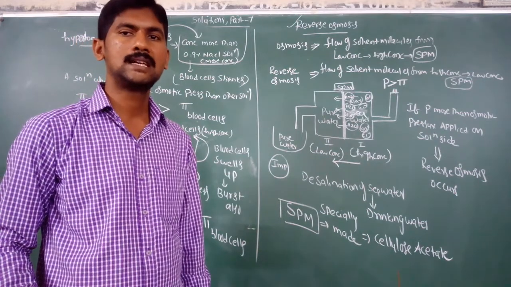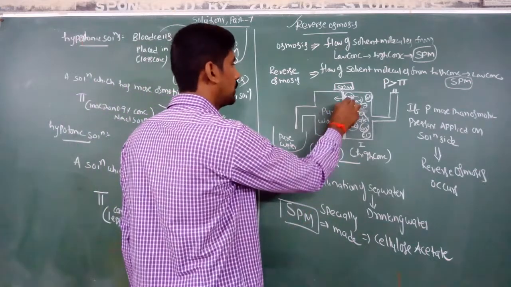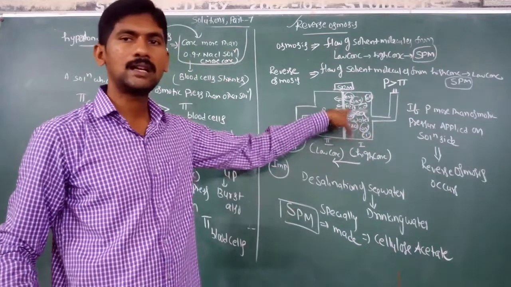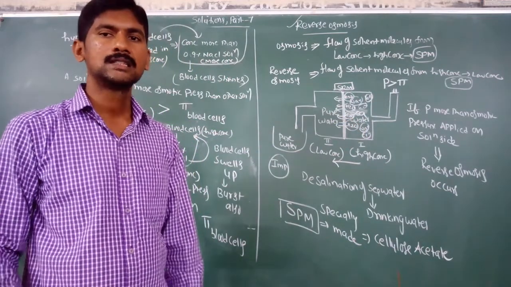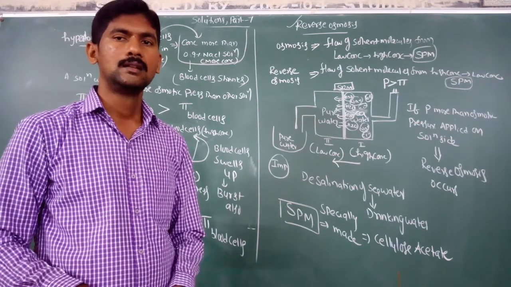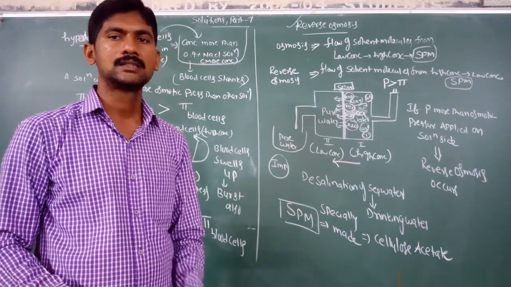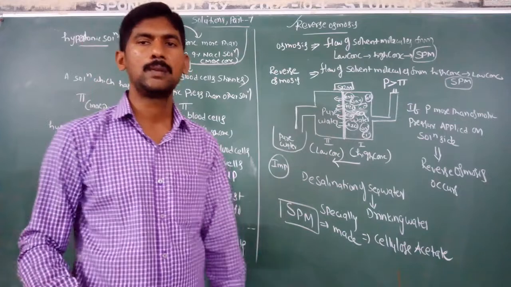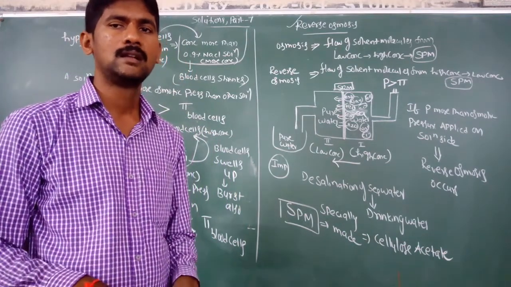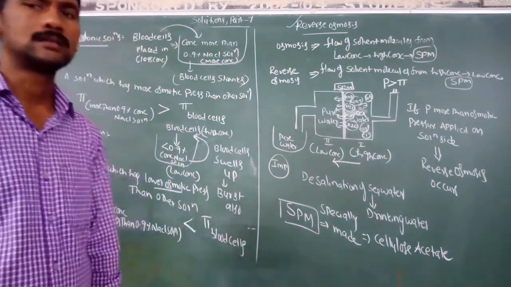This cellulose acetate semi-permeable membrane is permeable to only solvent molecules, but it does not allow the impurities and small ions like Na plus, Cl minus, K plus present in the seawater to pass. It allows only the solvent molecules, not the passage of smaller ions like K plus, Na plus, Cl minus. Thereby the seawater is purified and made fit for drinking. This is the reverse osmosis process.